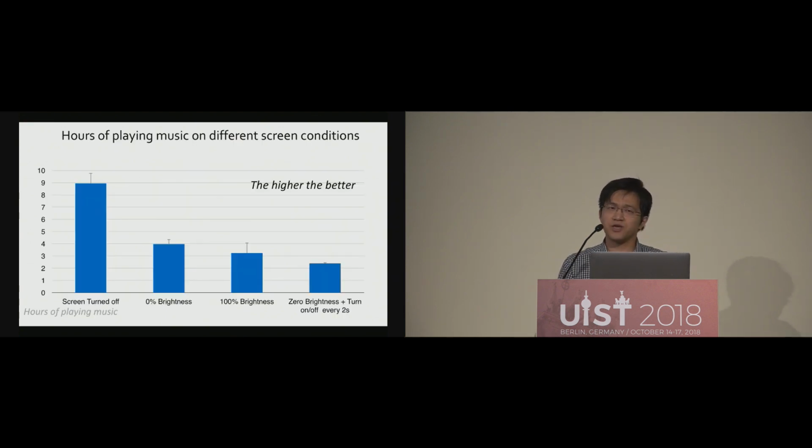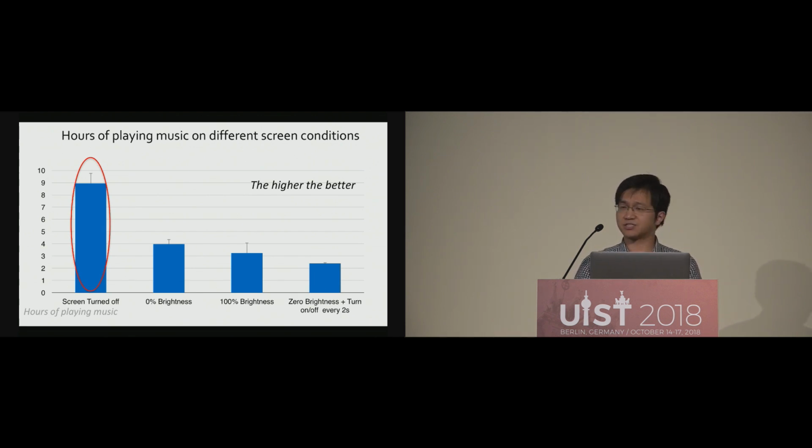As we know, the screen is always one of the most power-consuming components. So we did a preliminary study by changing the screen status, either by totally turning it on or off, or by changing the brightness. The y-axis represents the hours of time playing music, so the higher, the better. You can see that in the first case, while we turn the screen totally off, it almost lasts for 9 hours.